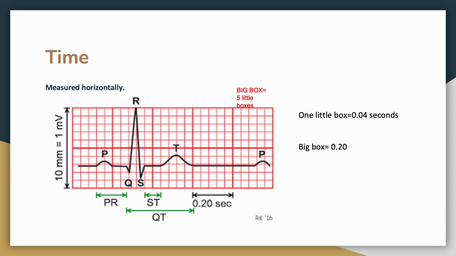All right. Now, the ECG is presented on graph paper so we can measure things, okay? Time is measured horizontally. So one little box represents 0.04 seconds. So this is a little box. And this right here is a big box. And so this would be 0.2 seconds. Okay? So the little box is 0.04. There are 5 little boxes in a big box. So one big box is 0.2 seconds.